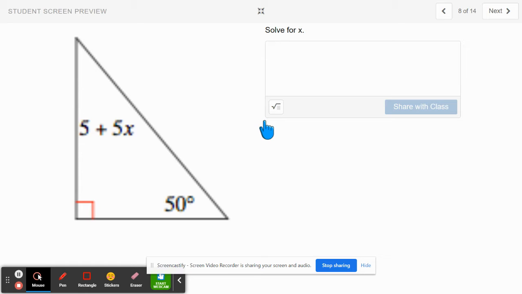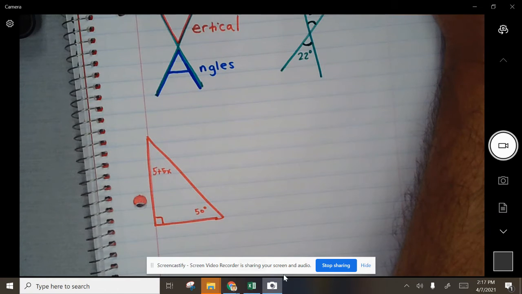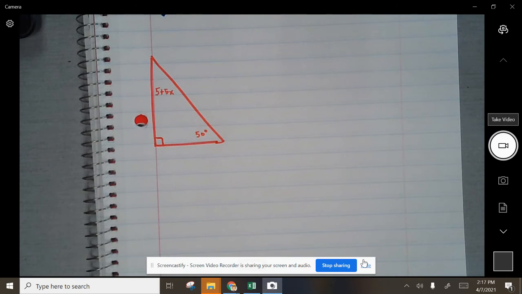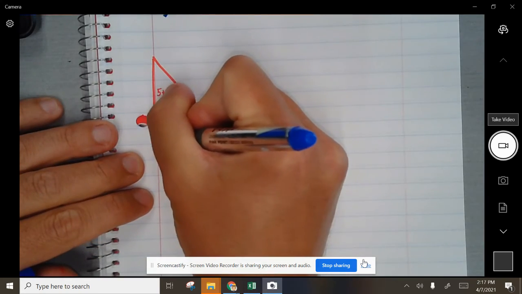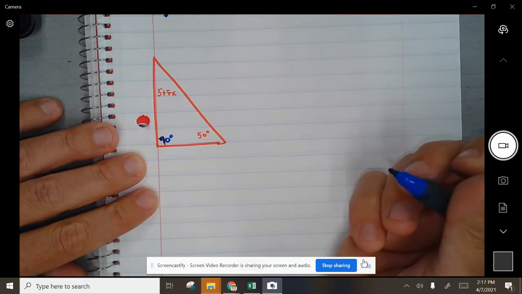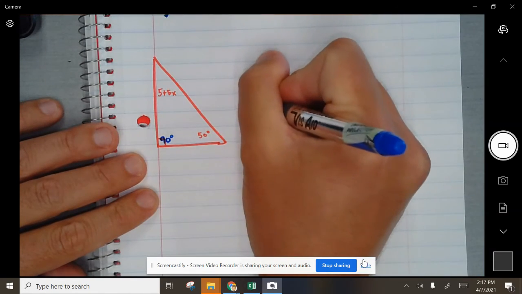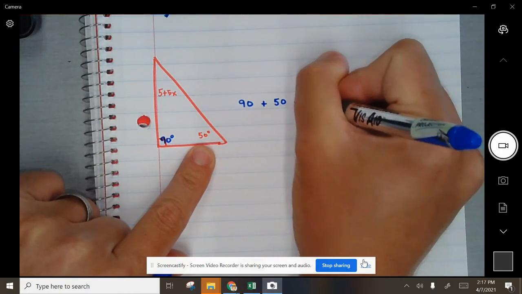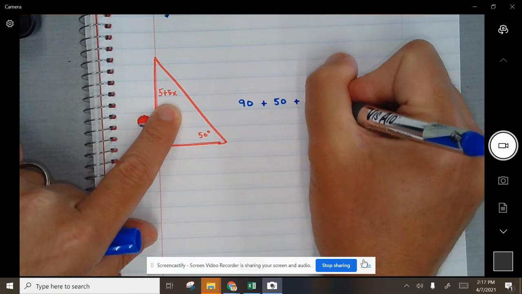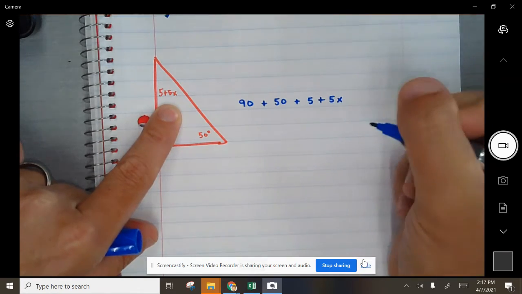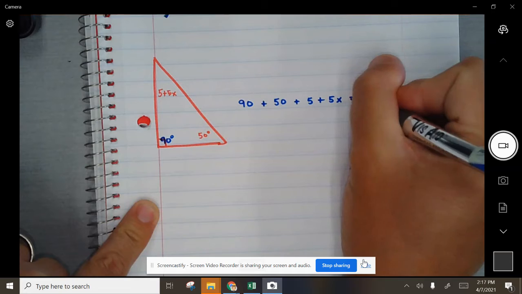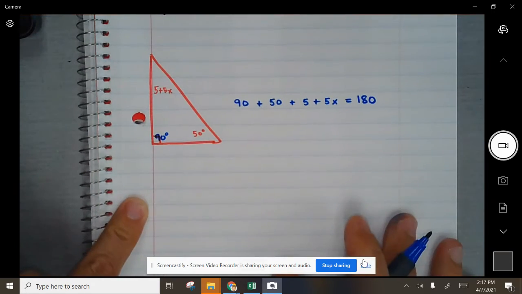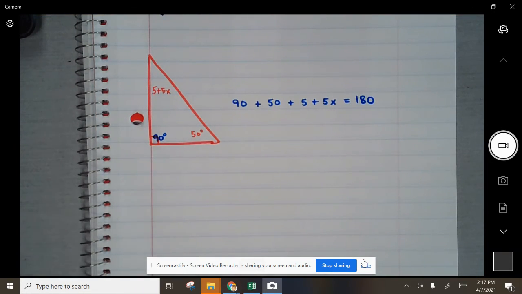You see where 90 degrees is. All right, I'm going to go to my camera where I have it written down already. 5 plus 5x, 90 degrees, right? And 50 degrees. How are you going to solve this? 90 plus 50 plus the 5 plus 5x. All right, I wrote down all three angles. And what do they all equal? 180.